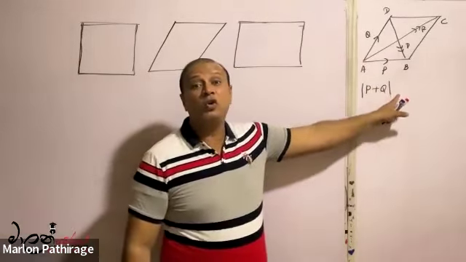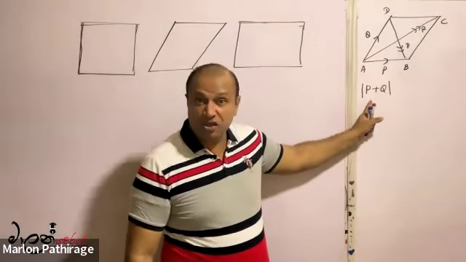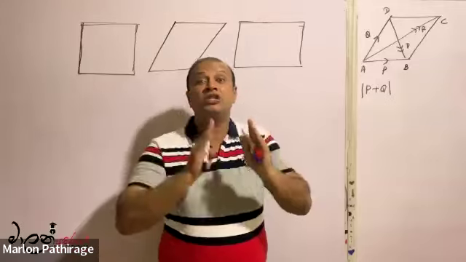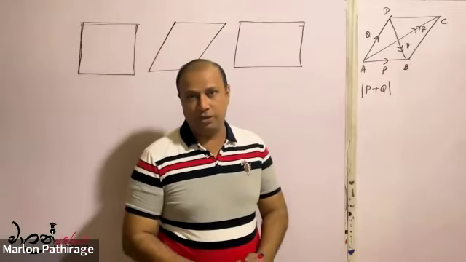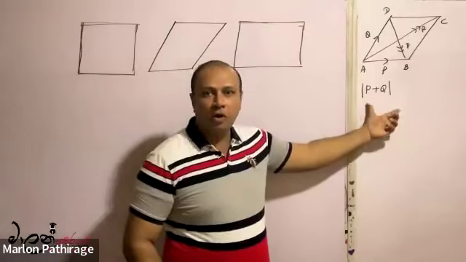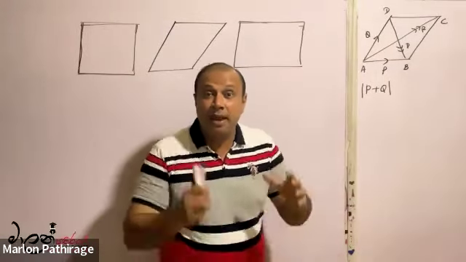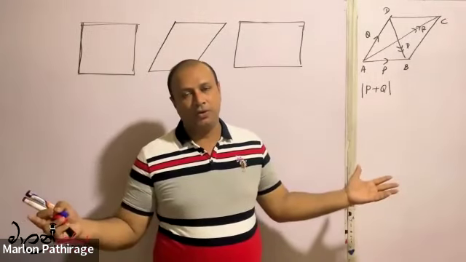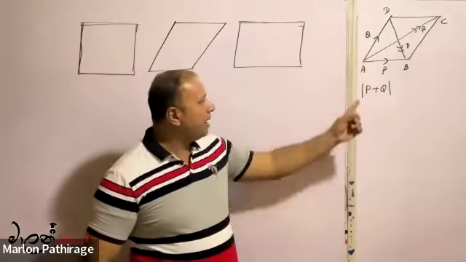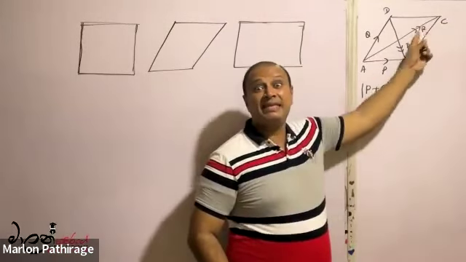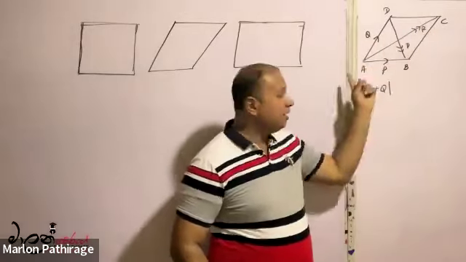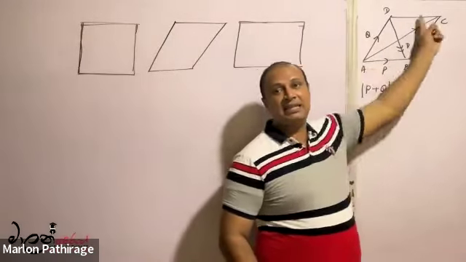This symbol is the modulus symbol. You know that term. Modulus symbol means it gives the magnitude. Therefore, P plus Q modulus means the magnitude of P plus Q. The magnitude of P plus Q means the AC length, because P plus Q vector means AC vector.